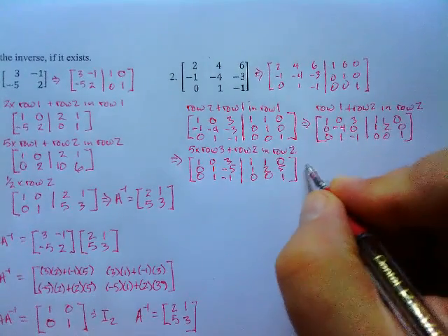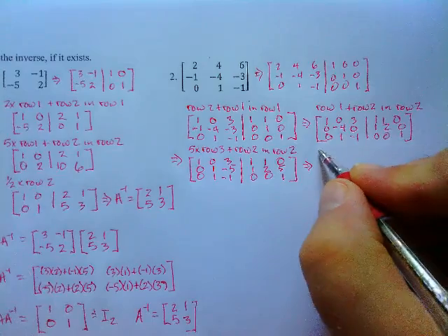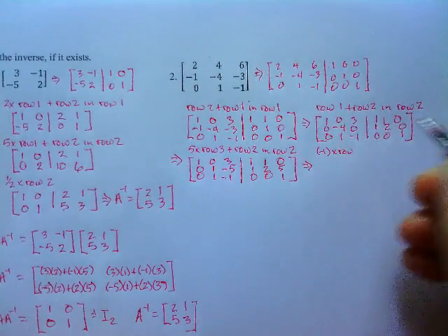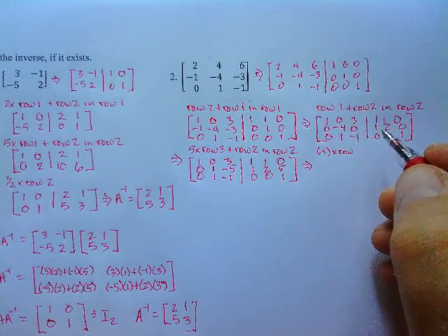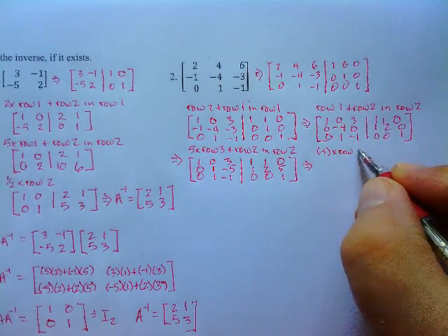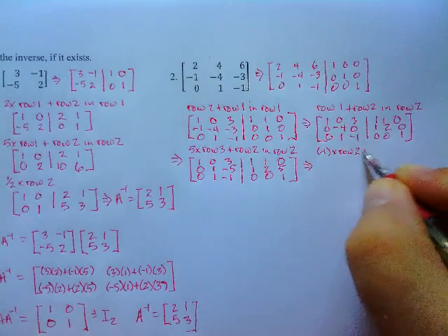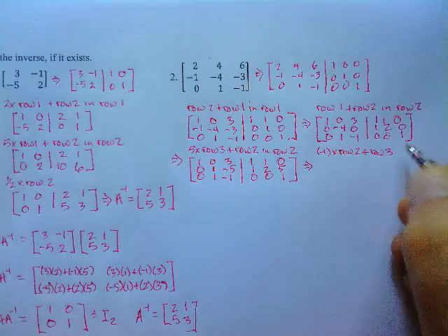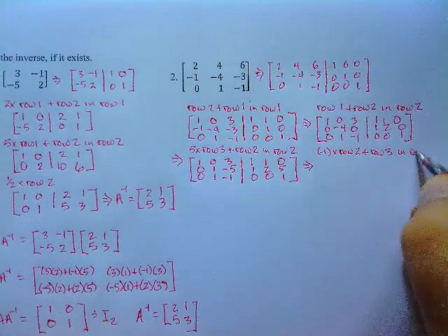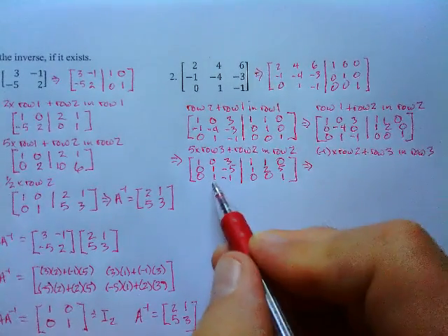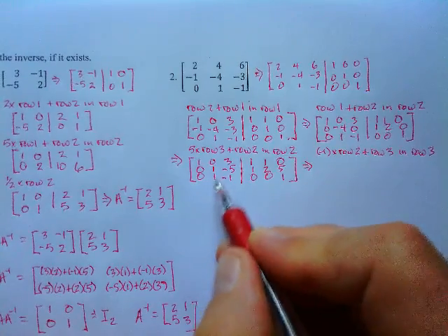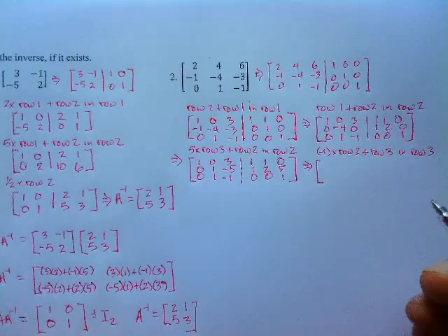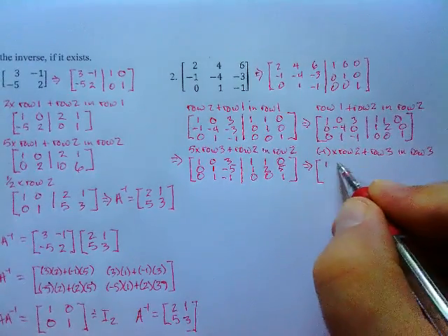Next, I'm going to go negative 1 times row 2 plus row 3, and we're going to put that in row 3 because I have a 1 here. I want to get a 0 right there. So since what we're changing is row 3, I can go ahead and rewrite the first two.